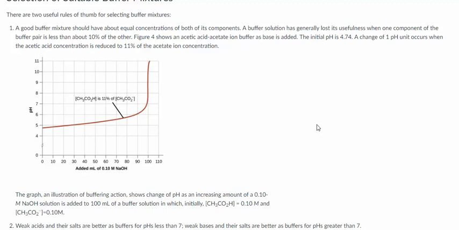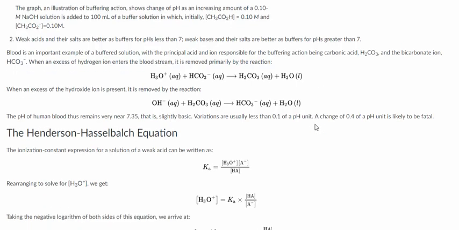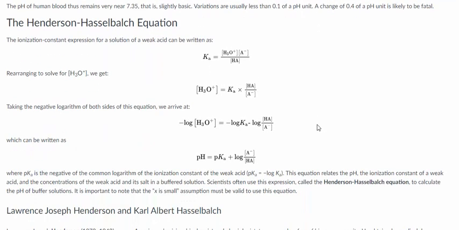You would also like to have a weak acid and its salt if you're looking to buffer something below a pH of 7. If you're looking to buffer something at a pH greater than 7, you would prefer a weak base and its salt. Now, when you have a buffer, you can use what's called the Henderson-Hasselbalch equation. The Henderson-Hasselbalch equation is only useful when you can simplify the expression. So when your concentrations are greater than 1,000-fold difference from your Ka.